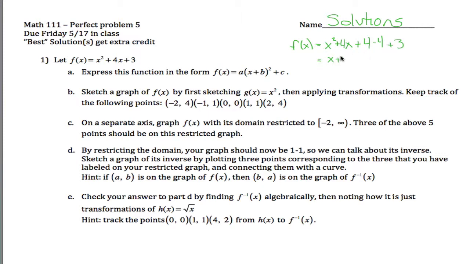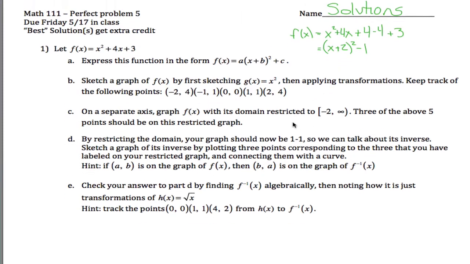Specifically, I have x plus 2 squared. So that's all of this stuff. What's left over is minus 4 and plus 3, which nets out to minus 1. So for part A, express this function in this form. I've done it. A equals 1, B equals 2, C equals negative 1.